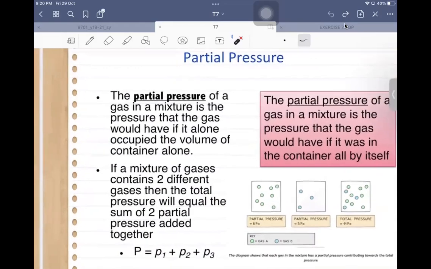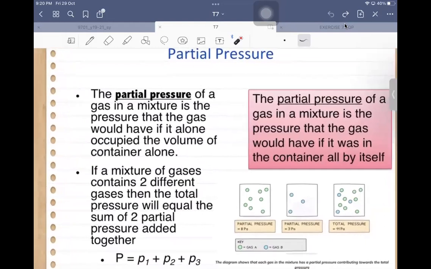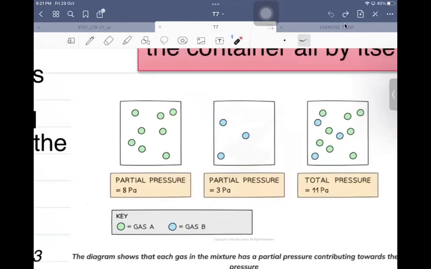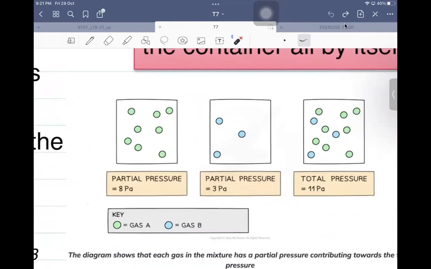And now we're going to look at the partial pressure. The definition of partial pressure of a gas in a mixture is the pressure that the gas would have if it was in the container all by itself. So I think it's easier to show this visually or in diagrams, right? Imagine you have a container containing a mixture of two gases, gas A and gas B.